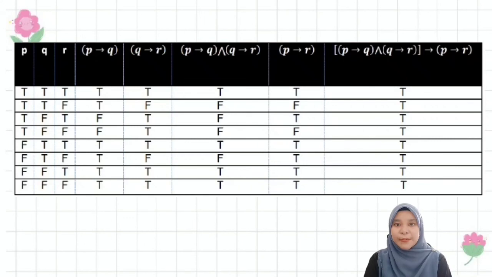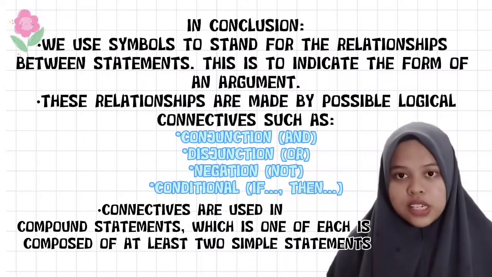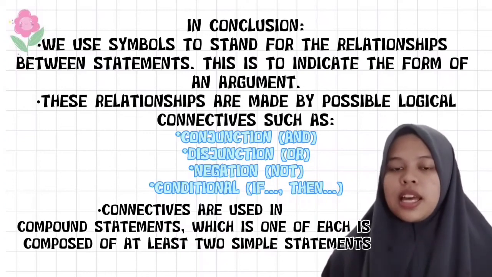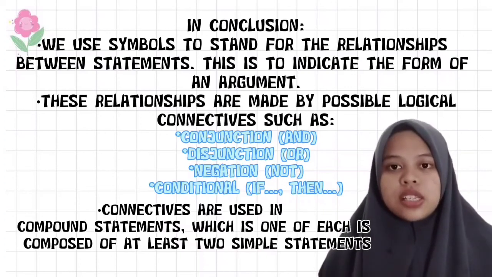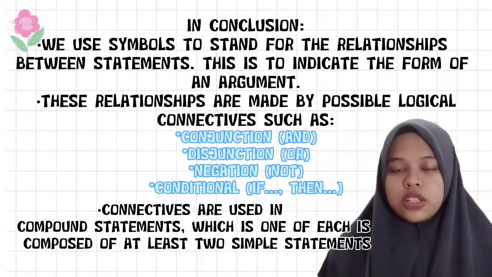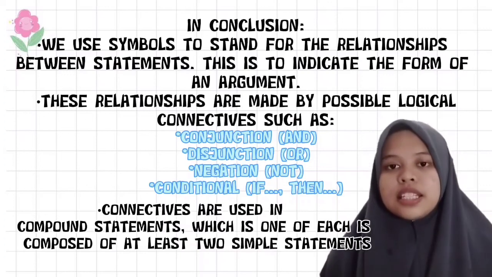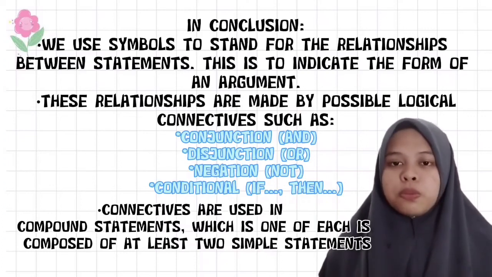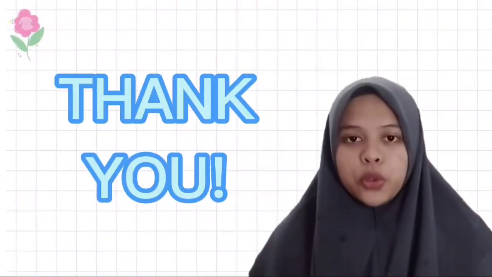That's it for the examples. In conclusion, we use symbols to stand for the relationships between statements. This is to indicate the form of an argument. These relationships are made possible by logical connectives such as conjunction for and, disjunction for or, negation for not, and conditional for if, then. Connectives are used in compound statements, each of which is composed of at least two simple statements.